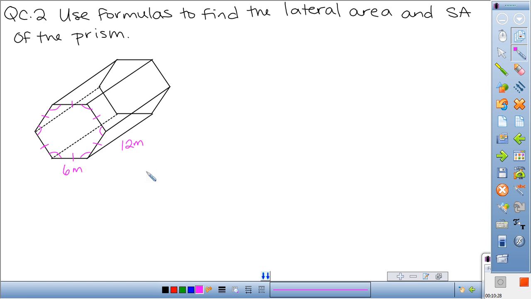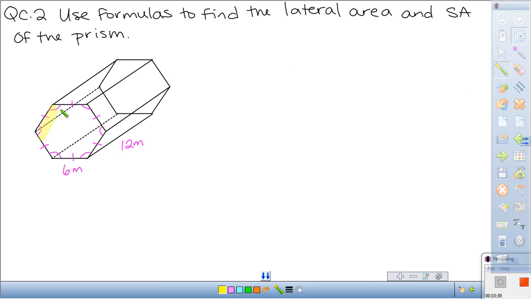Okay, let's look at a quick check here. The bases are a little different. Now they're not triangles, but we know how to find the area of these bases. And the bases here are these octagons, we know, because these are the only two congruent parallel faces in this shape. So our bases are the octagons.